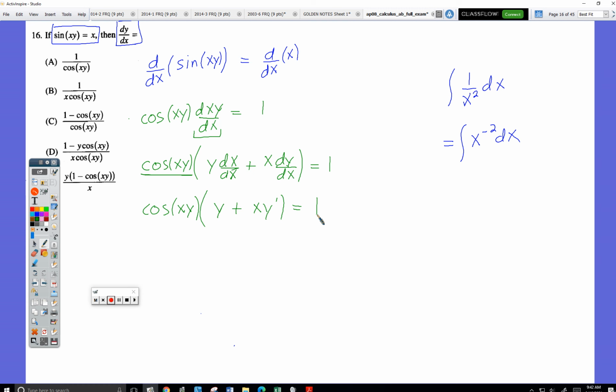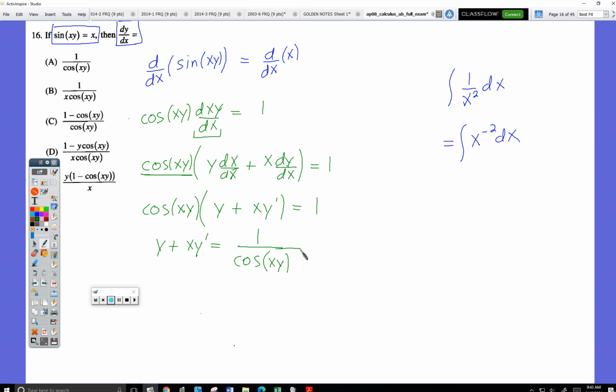There we go. Let's go, Andrea. Divide both sides by cosine xy. So that's going to give me y plus xy prime is equal to 1 over cosine of xy. How many knew it? Point, 2 for Andrea.